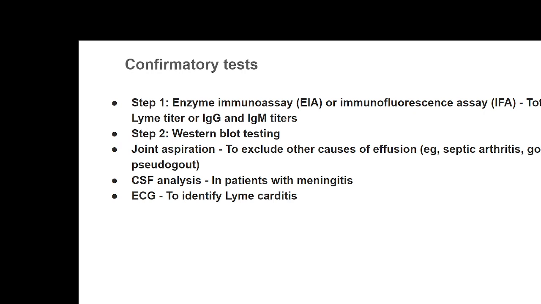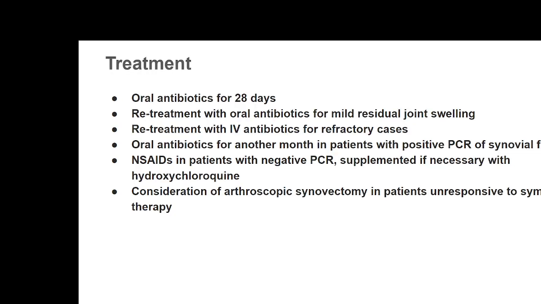There is a Western blot specific test also, or a joint aspiration. Aspirated joint fluid can also be examined microscopically. In suspected meningitis, CSF analysis, and an ECG to confirm the carditis, are the other investigations which are required.